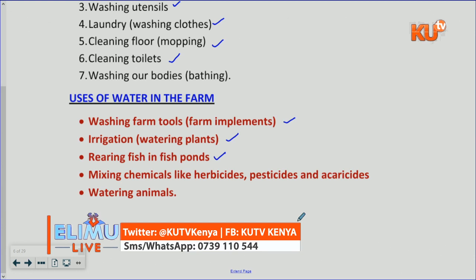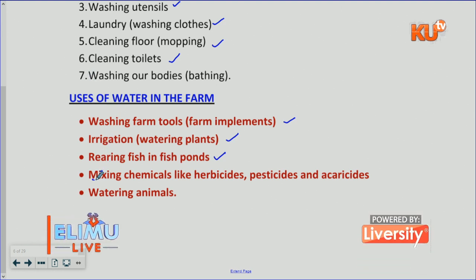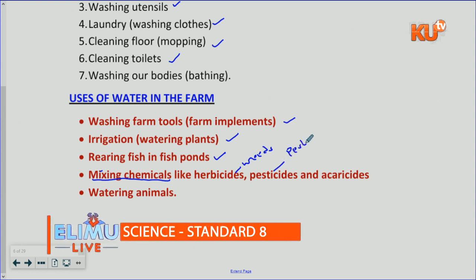The other use of water is mixing chemicals. And I want you to mark this, mixing chemicals, because we shall meet it somewhere else. In the farm, we use different chemicals. I just mentioned a few. We have herbicides. These are chemicals used to kill or control weeds. We have pesticides. These are chemicals that are used to control pests. We have acaricides. These are chemicals that are used to control parasites.